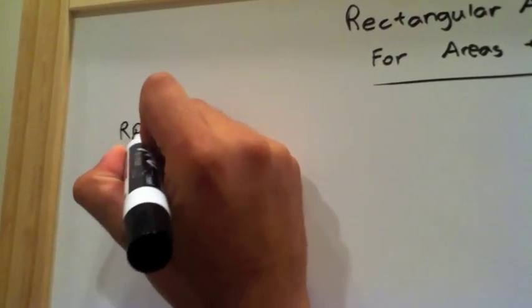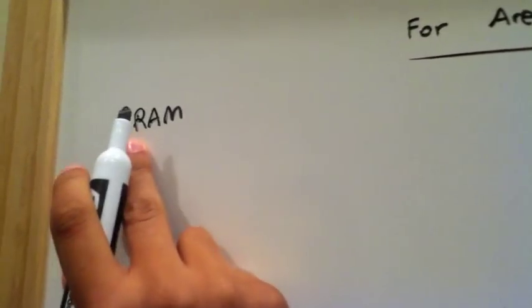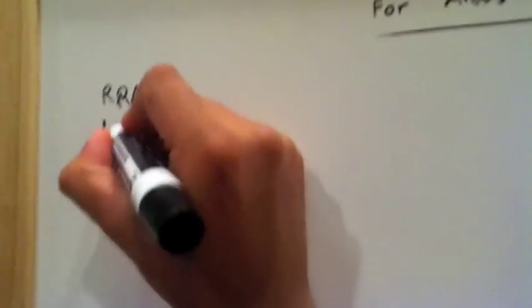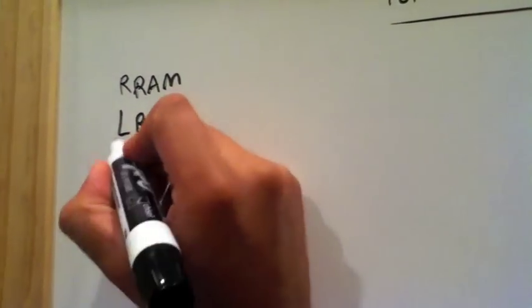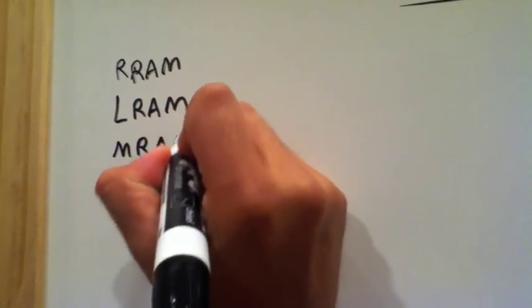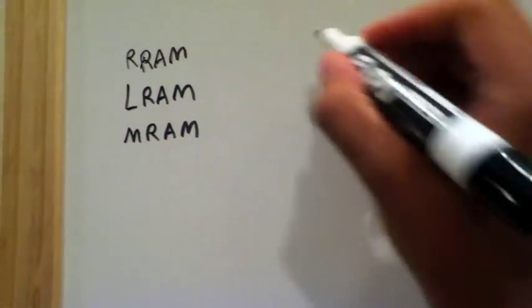RRAM, so it's right rectangular approximation method, LRAM, which is the left-handed rectangular approximation method, and MRAM. So I'll get to what these mean right now.